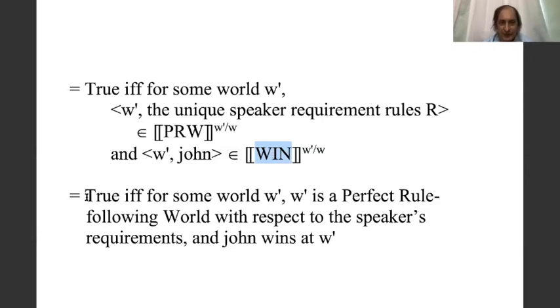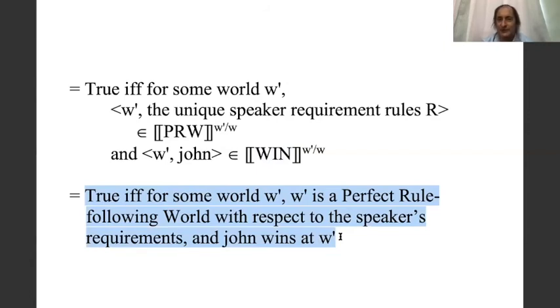Putting it in more general English terms, it gives you the following. The sentence is true if and only if, for some world W prime that is a perfect rule following world with respect to the speaker's requirements, John wins at W prime.